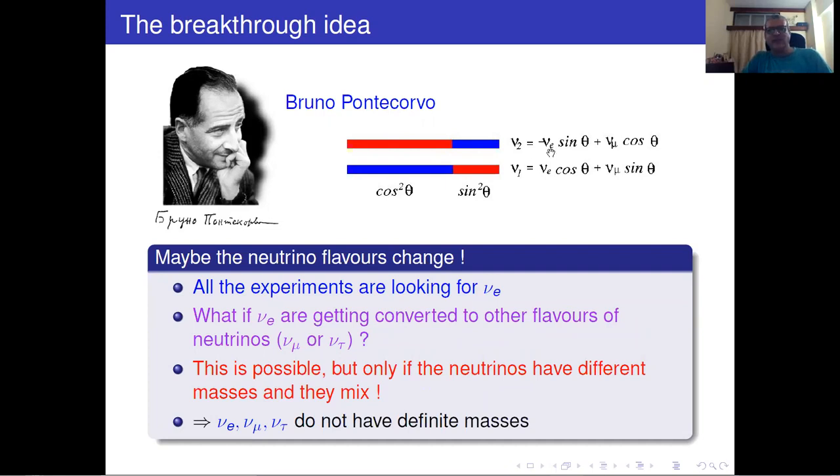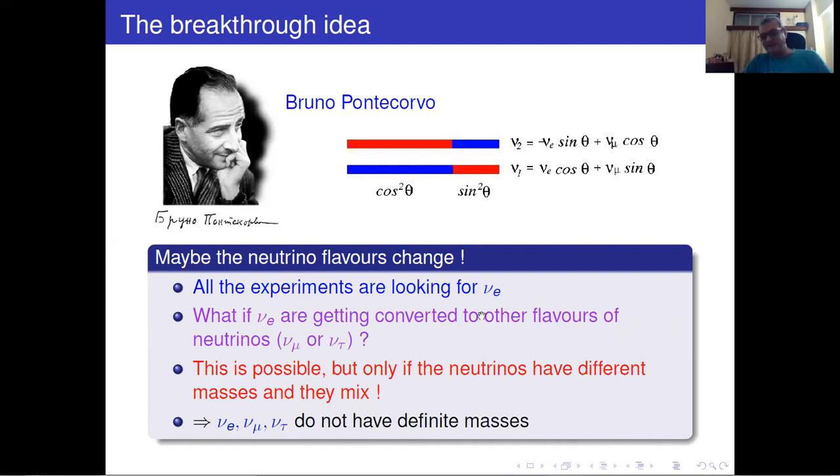Once this happens, quantum mechanics tells us that after some time, some of the electron neutrinos will convert to other kinds of neutrinos. The detector that we have designed was looking only for νe, and therefore, if νe's get converted to some other kind of neutrino, let's say νμ or ντ, then it's possible to explain our observations. But again, this is possible only if neutrinos have different masses and energies.